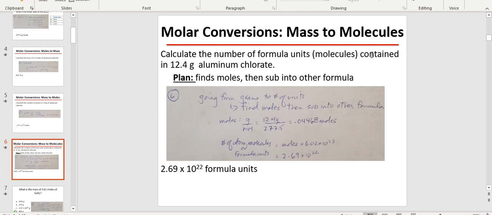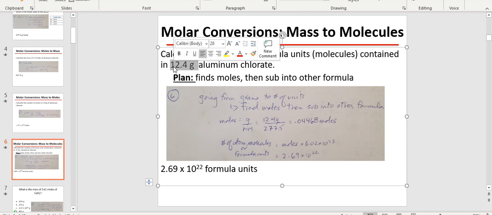What information did I give you? I gave you grams. So I'm actually giving you information from one triangle, and you're going to have to use that information to find out information using the other triangle. And if you go back to last week's PowerPoint, you'll see a slide where the 2 triangles are side by side, but there's a bridge between them. Okay? And the bridge is moles.